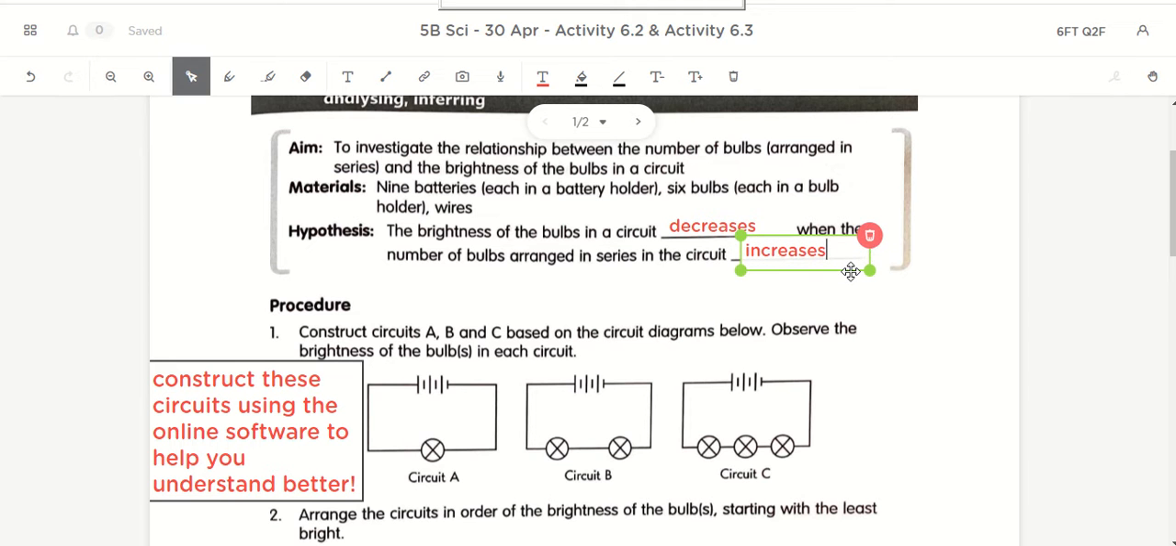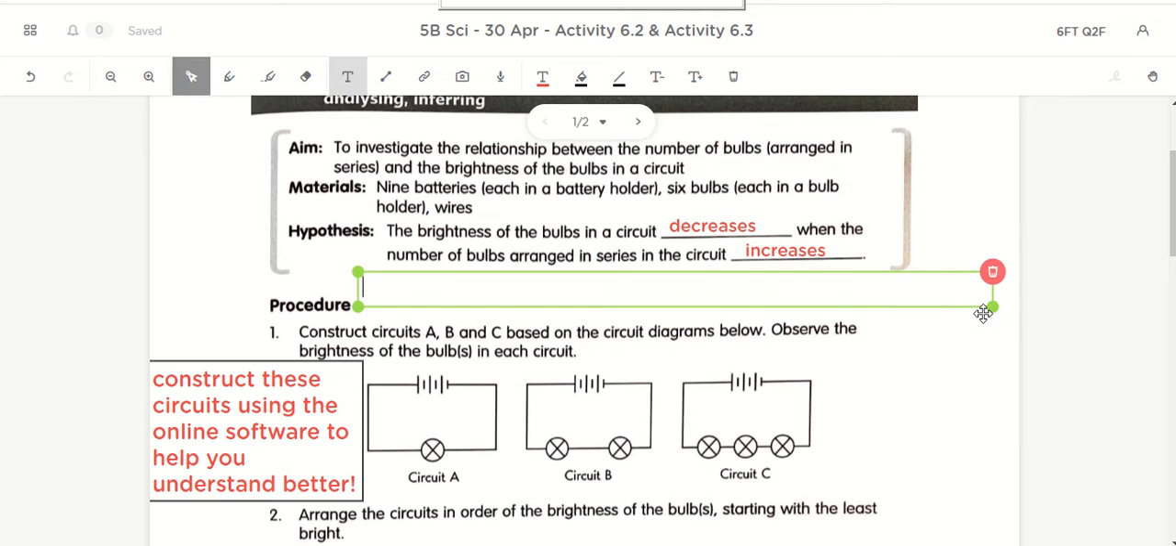Okay, so let's write the relationship down so that you can see how it links. I'm going to write it over here. So when you have more bulbs in series, what happens is that you will have less electric current flowing through each bulb, and when you have less electric current flowing through each bulb, it will be less bright. Each bulb will be less bright.